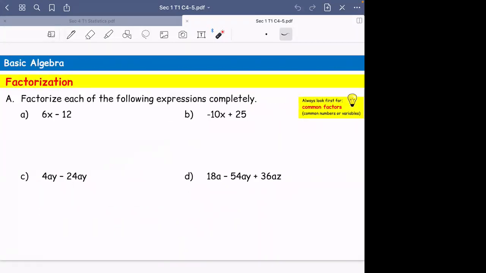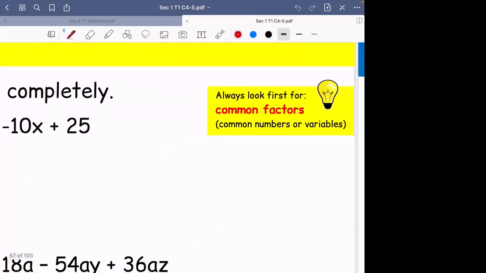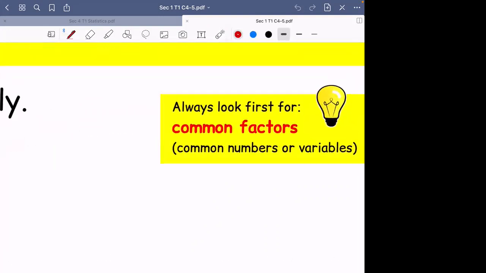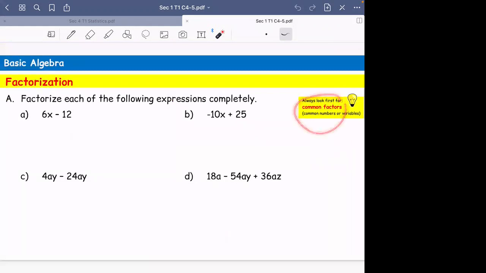expressions. Okay, so I have here some samples. Let's have letter A. Factorize each of the following expressions. So first class, this is the thing that you need to remember in factorization. Always look for common factors. This is the first step in all factorization questions. It can be common numbers or variables. Again, look for common factors. So our 4 examples here have something to do with common factors.